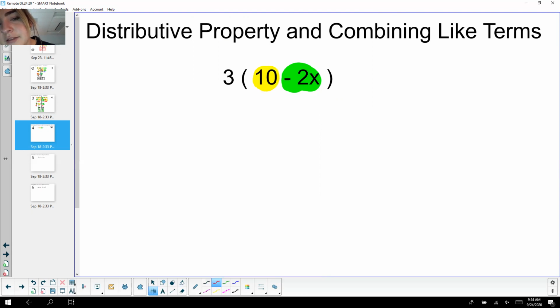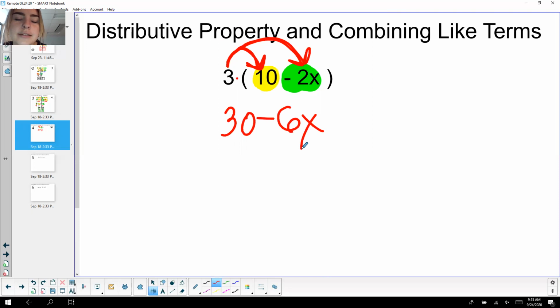What that means is this 3 is being multiplied by the two terms within the parentheses. So again, we're distributing that 3 to any term that's inside the parentheses. Right now we've just got two terms inside the parentheses, so I'm distributing it inside of those parentheses. So I've got 3 times 10, which gives me 30. And I've got 3 times negative 2x. Well, 3 times negative 2 is negative 6. And then I just have to tag on my x at the end.